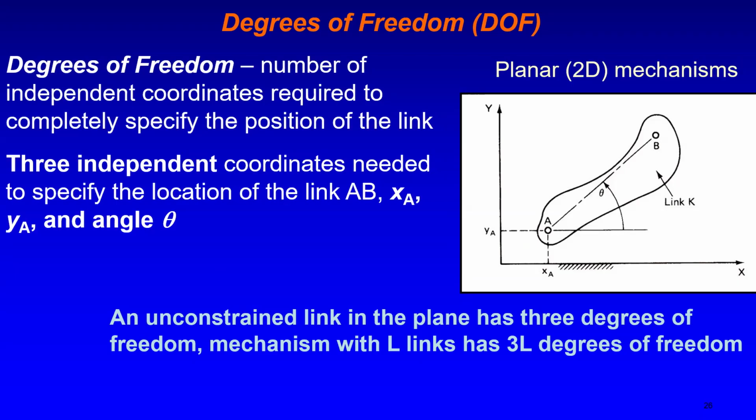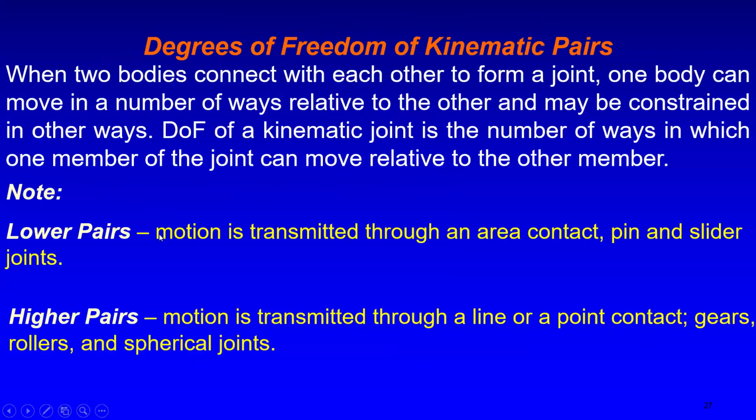Okay, but note what we've said here, that an unconstrained link in the plane has 3 degrees of freedom. So the mechanism with L links has 3L. That means it is 3 times L degrees of freedom. Okay.